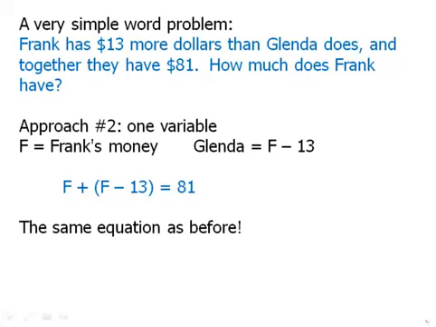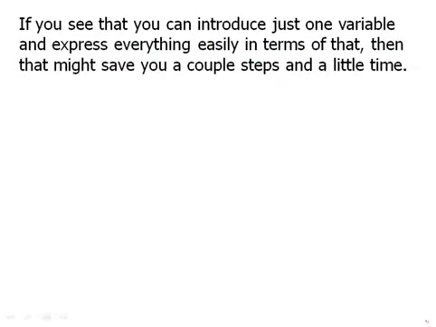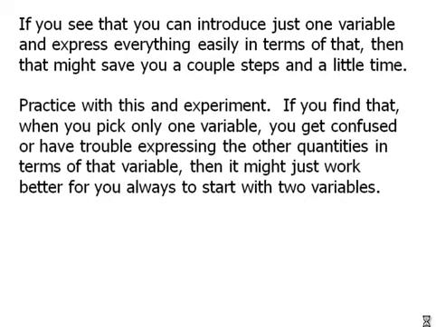So that's the trade-off. If you see that you can introduce just one variable and express everything easily in terms of that, then that might save you a couple steps and a little bit of time. Practice with this and experiment. If you find that when you pick only one variable you get confused or have trouble expressing the other quantities in terms of that one variable, then it might just work better for you always to start with two variables.